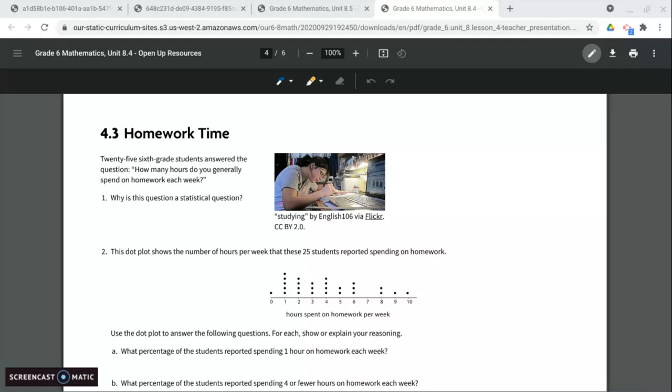So lesson 4, or sorry, not 3 and 4, 4 and 5. So lesson 4 is dot plots. So let's go ahead and jump right in.